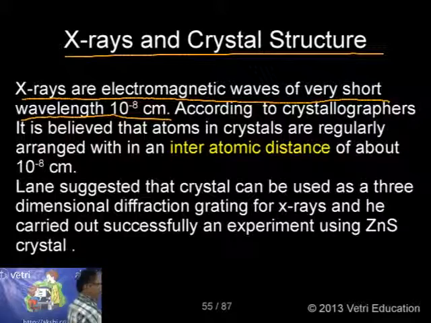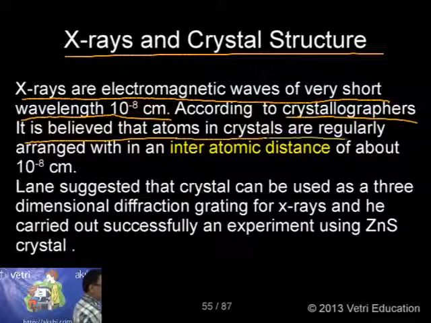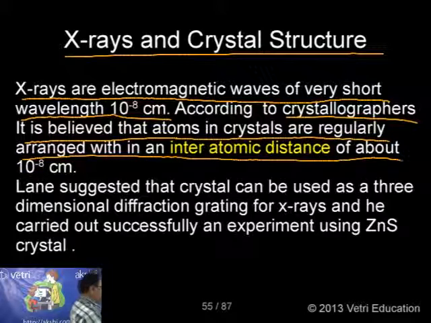According to crystallographers, it is believed that atoms in crystals are regularly arranged within an interatomic distance of about 10 to the power of minus 8 centimeter. So the interatomic distance is more or less the same, 10 to the power of minus 8 centimeter, as the wavelength of the X-ray, that is 10 to the power of minus 8 centimeter. This is interesting information.